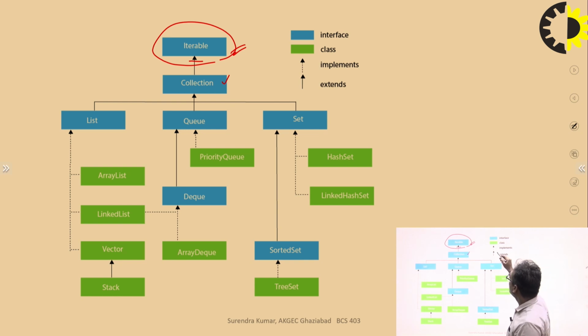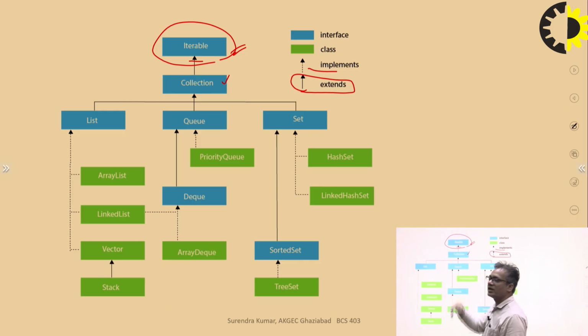Here the solid arrow is extends, and the dashed arrow is implements. Because interface to interface extends and class to interface implements, right? And class to class again extends. So we are talking about the list, queue and set.